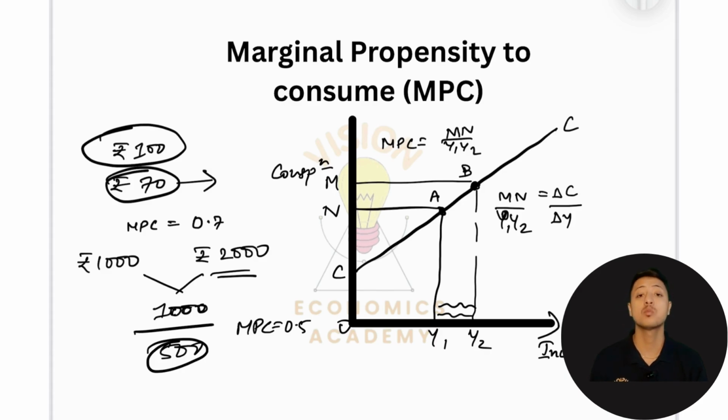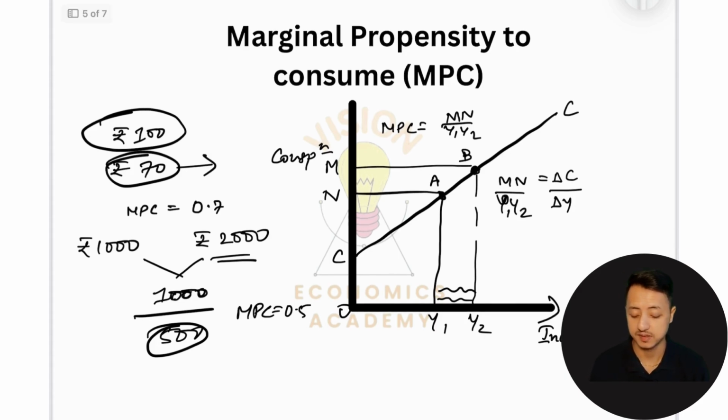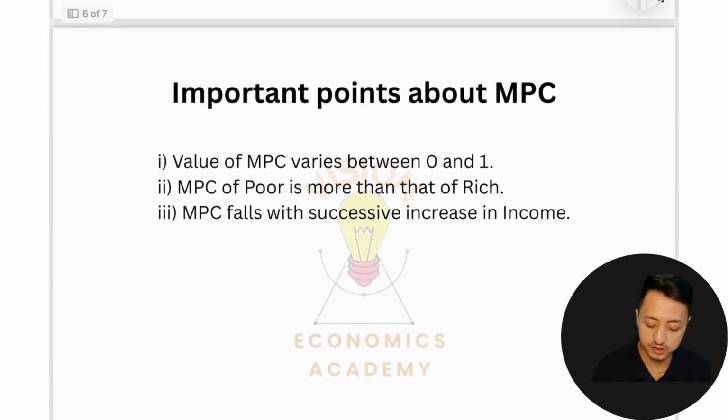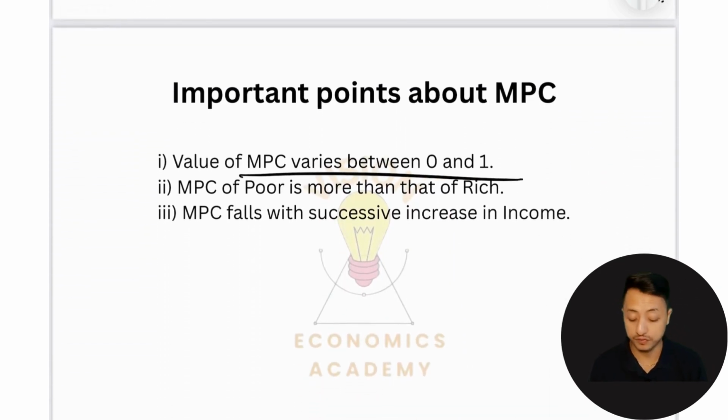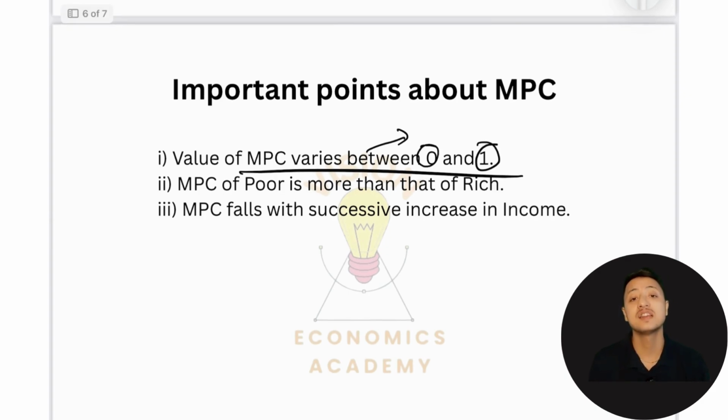Now some of the important points about MPC: the value of MPC varies between 0 and 1. If all the additional income, whatever the change in income has happened, if the entire income is consumed, then your MPC would be 1. And if the entire additional income is saved, then your MPC will be 0, because you're not consuming any more proportion of the increased income.